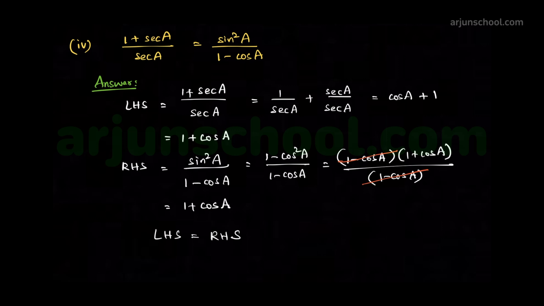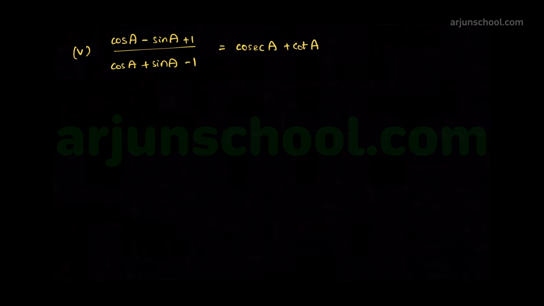Therefore, we have proved that 1 plus secant a by secant a is equal to sin² a by 1 minus cos a. Fifth problem. Prove that cos a minus sin a plus 1 by cos a plus sin a minus 1 is equal to cosecant a plus cot a. Let us take the LHS.